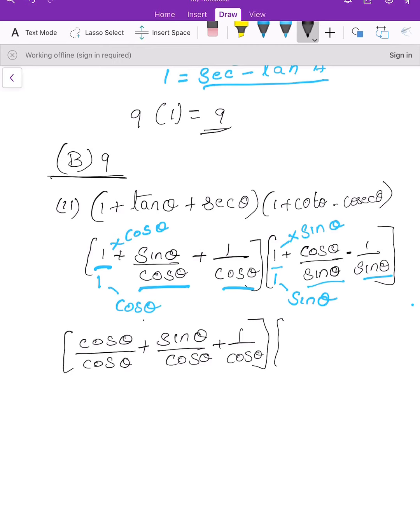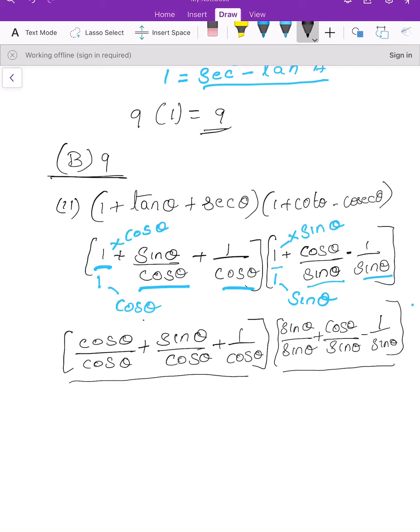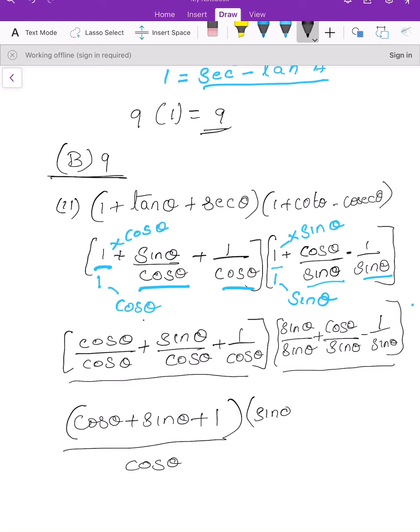Similarly here, both are sin theta, and this is 1. To make the denominator sin theta, I'll multiply both the numerator and denominator by sin theta. The other bracket is sin theta by sin theta plus cos theta by sin theta minus 1 by sin theta. Now in each bracket the denominator is the same, so I'll write one denominator: cos theta plus sin theta plus 1 by cos theta, and sin theta plus cos theta minus 1 by sin theta.